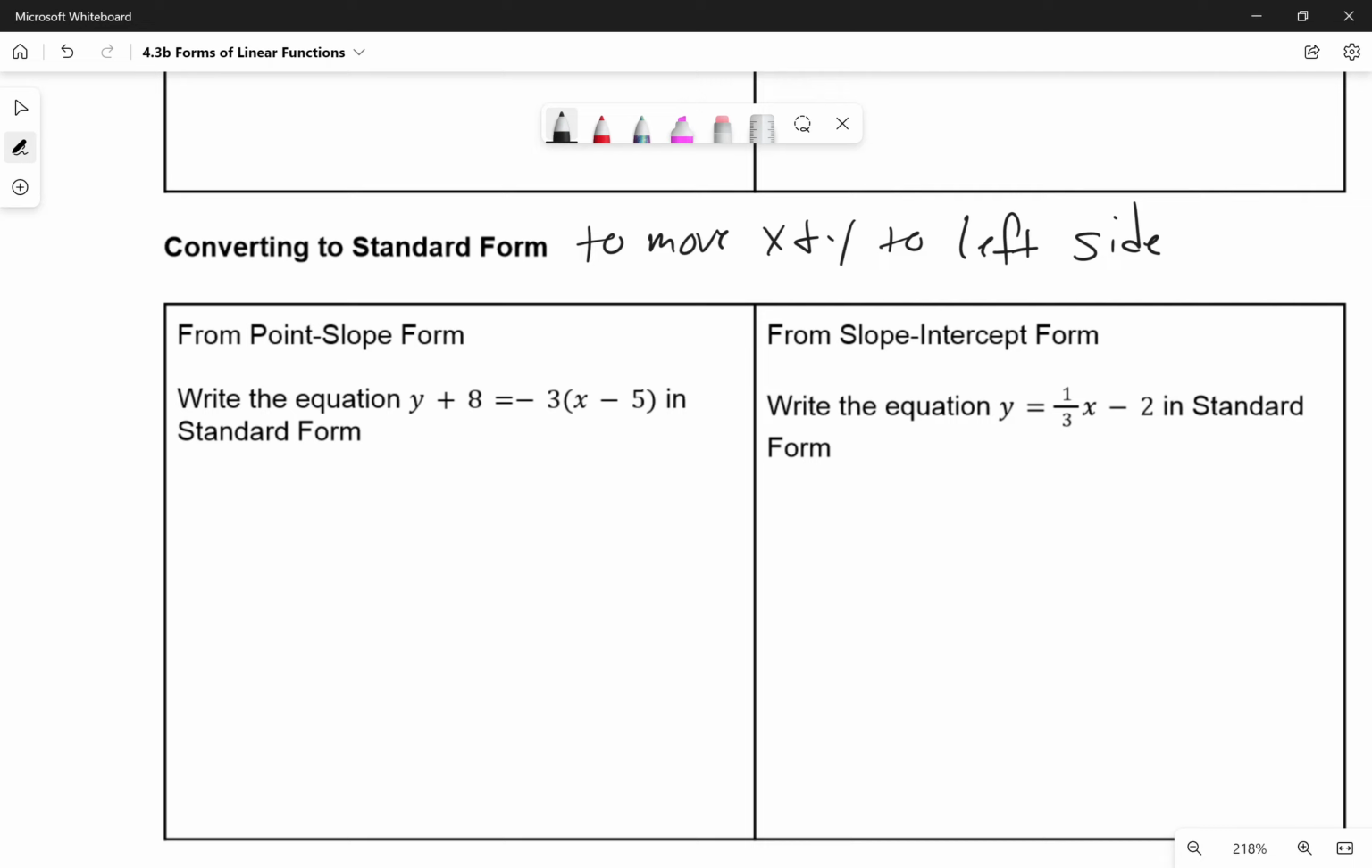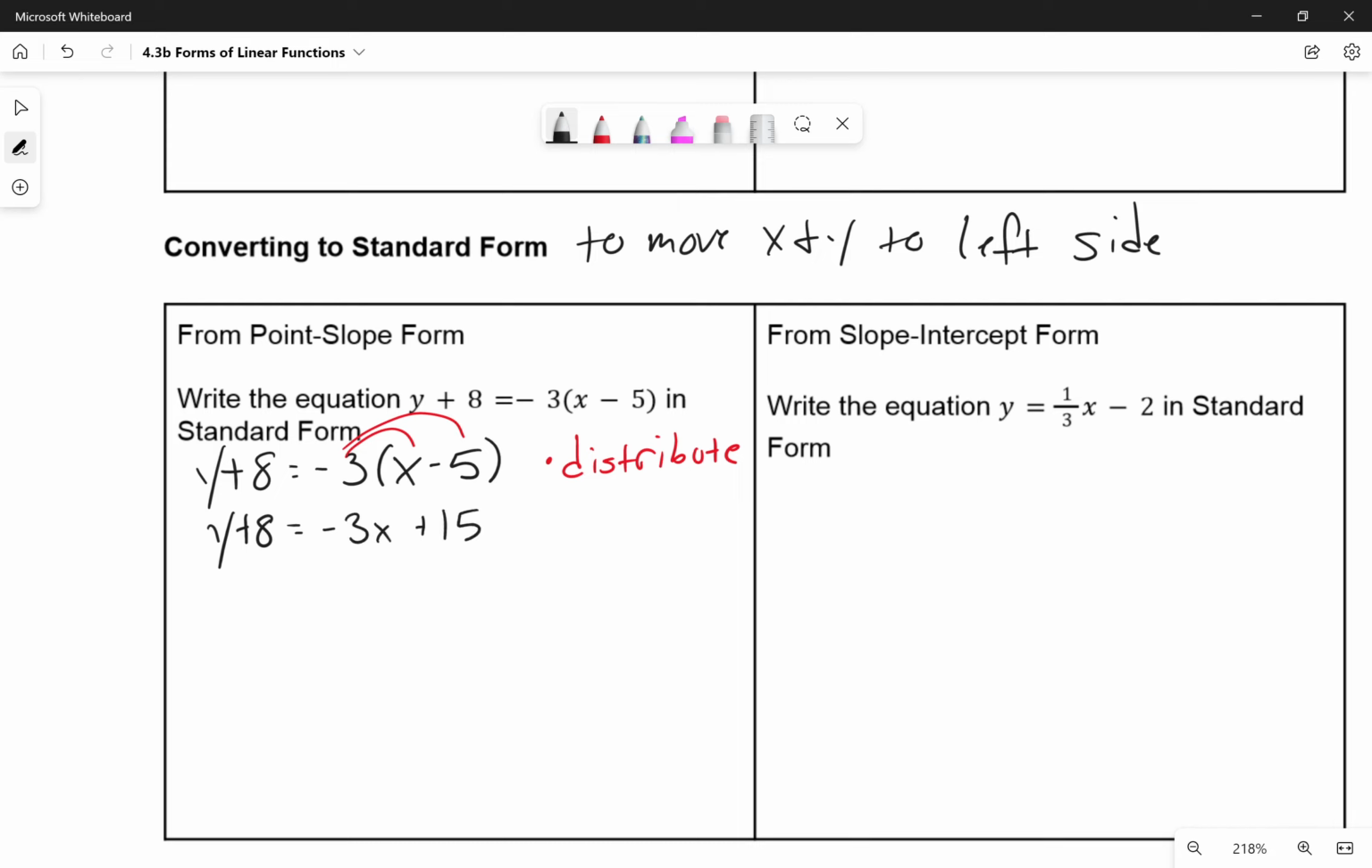So I'm going to rewrite this. Y plus 8 equals negative 3 times the quantity of x minus 5. And again, right now it looks crazy because we're going to standard form, but we are going to trust the algebra and we're going to distribute. So we're going to distribute negative 3 into both x and negative 5. So we're going to be left with y plus 8 equals negative 3x plus 15.